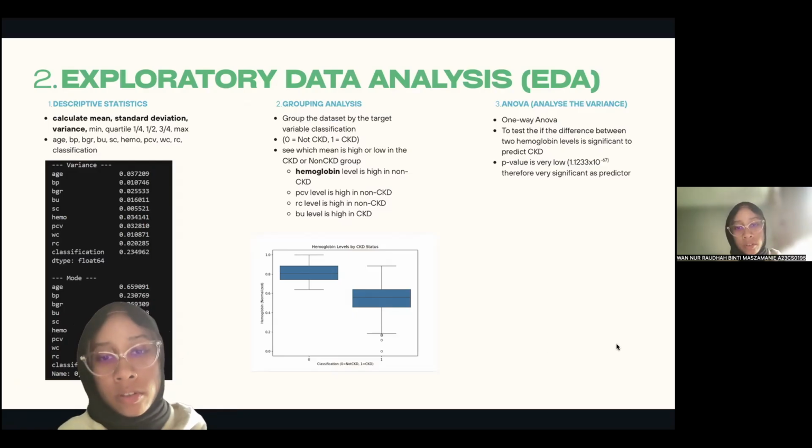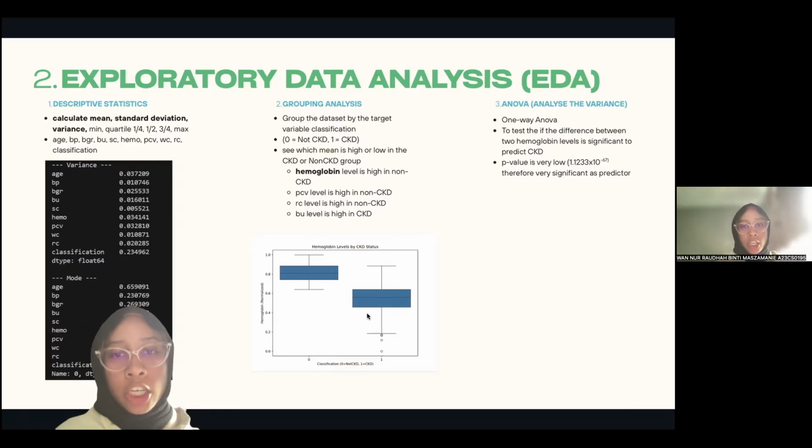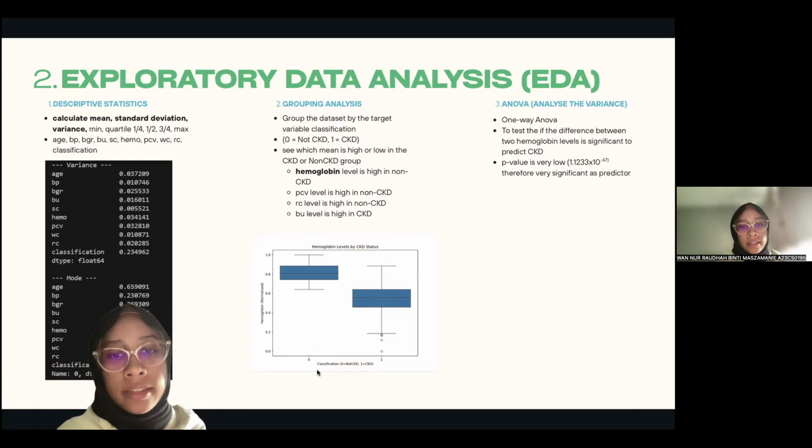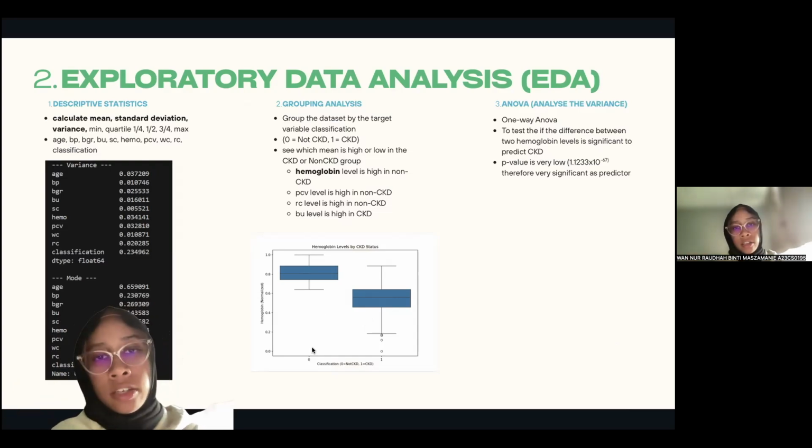For example, hemoglobin over here, we can see that hemoglobin levels which are high have more mean in 0, which are not CKD. So if you have a high hemoglobin level, you don't have CKD. And for ANOVA, we basically use ANOVA to analyze the variance.